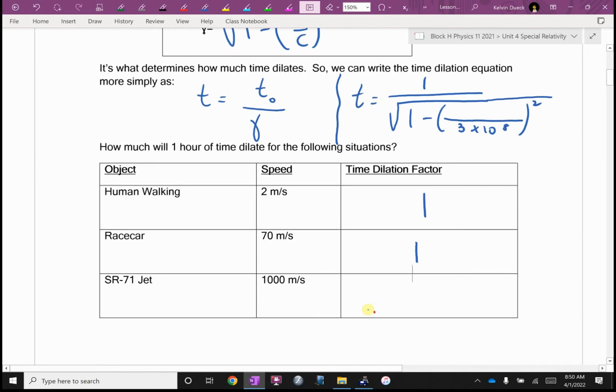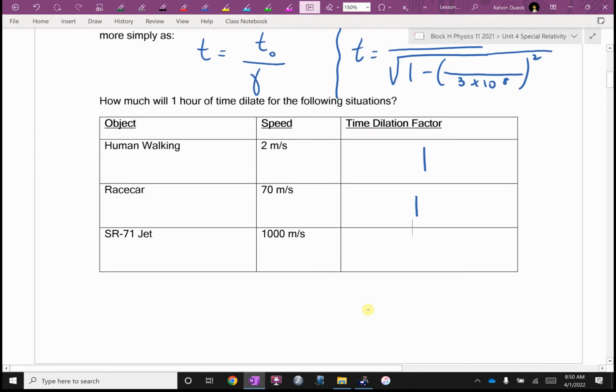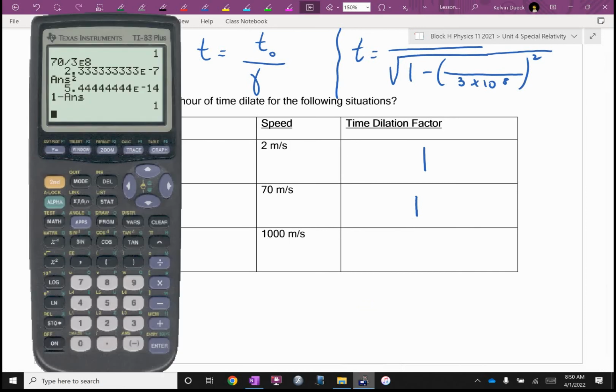What about the SR-71 jet? That was the fastest jet ever created. It could go 1,000 meters per second. Let's try putting a 1,000 in for the blank. So it's going to be 1,000 divided by 3 times 10 to the 8th equals, squared equals, 1 minus that.